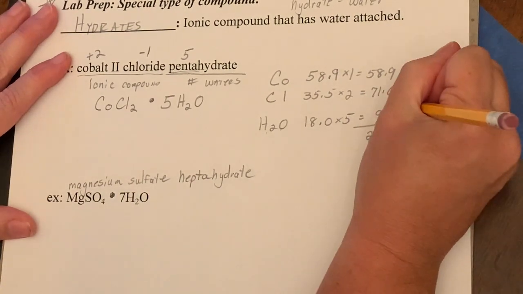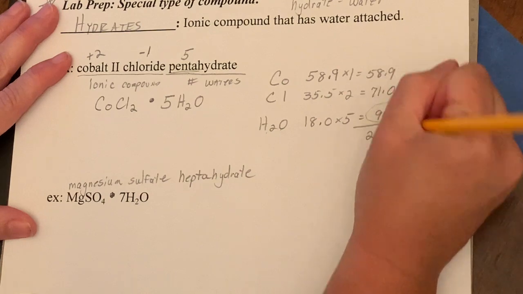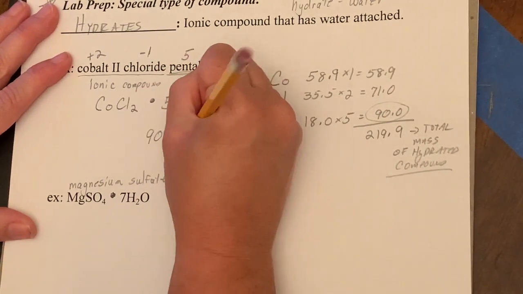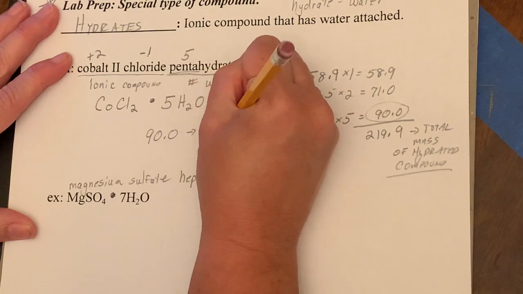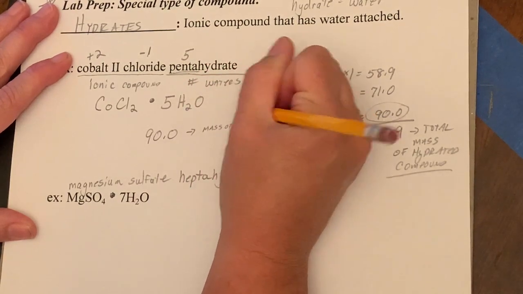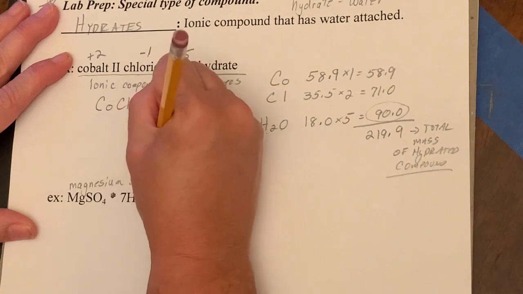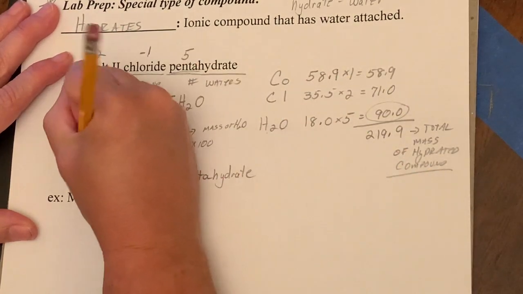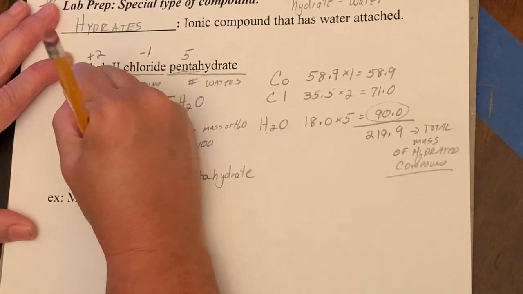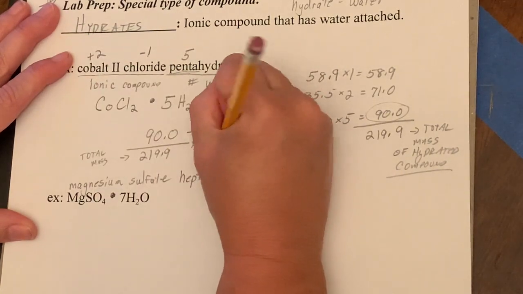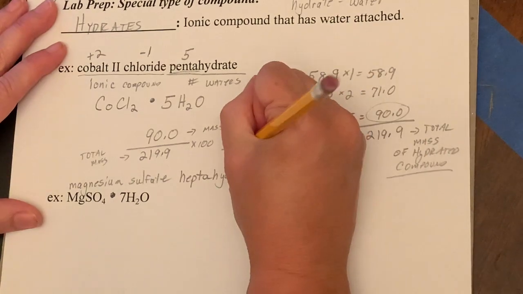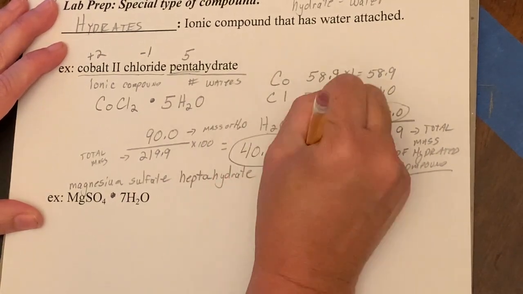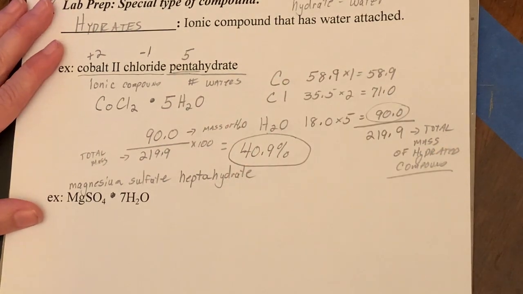All right. So to figure out the percent water in this hydrated compound, what I'm going to do is take just the water, that 90, and divide it by the total. So let me write that over here. 90.0, which is the mass of all your waters, divided by 219.9. I'm going to multiply that by 100. That 219, remember, is the total mass. I find that this compound is actually about 40.9% water. All right, great.